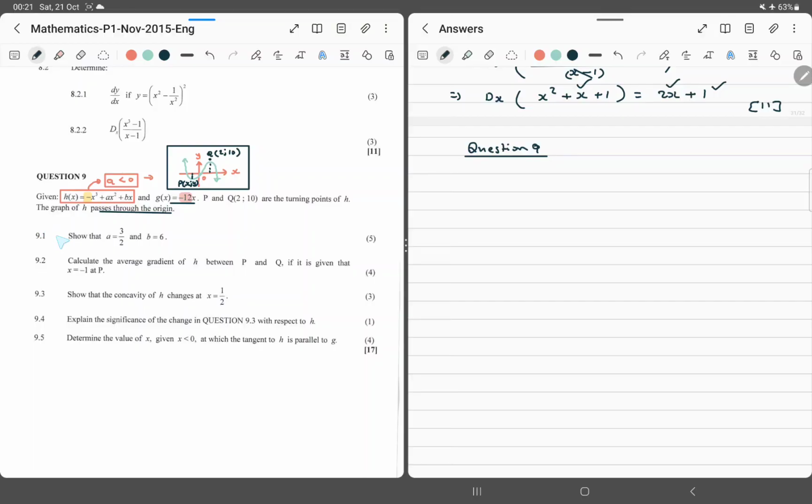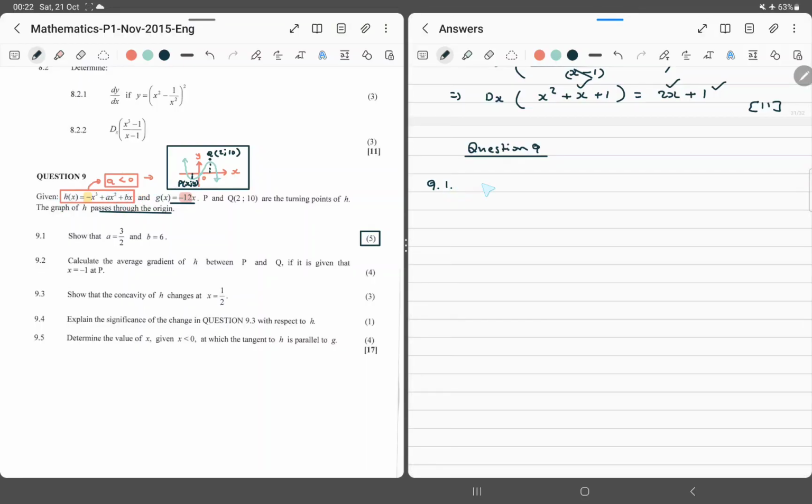Now, 9.1 says show that a is 3 over 2 and b is 6. You can see this is quite a walk. So what do we notice? From our sketch, we can see that point q is a point on this graph, so we can substitute that point into h.